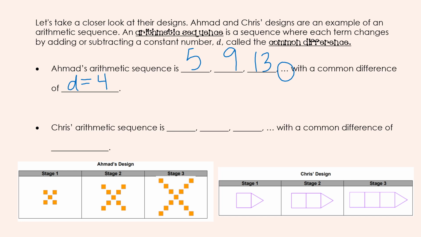Chris's arithmetic sequence, he started with 6 segments, then he had 9, and he had 12, so the pattern for this one was adding 3, so his common difference is 3.